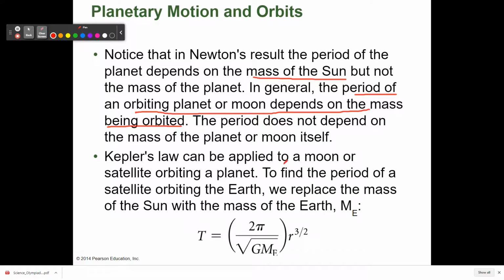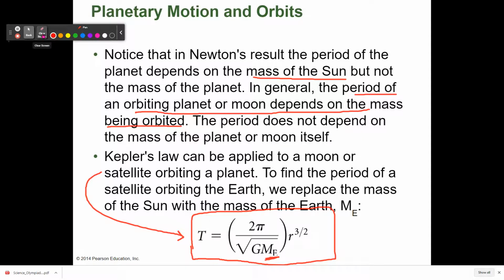Kepler's law can be applied to the moon or to just any satellite orbiting a planet. And you can find the period of that satellite orbiting the Earth when we replace the mass of the sun with the mass of the Earth. So this is the same formula that Newton came up with, but instead of saying mass of the sun, which would be what it was for Earth orbiting the sun, this would be for a satellite that's orbiting the Earth. So you have to include the mass of the Earth because that's what it's orbiting. Okay.